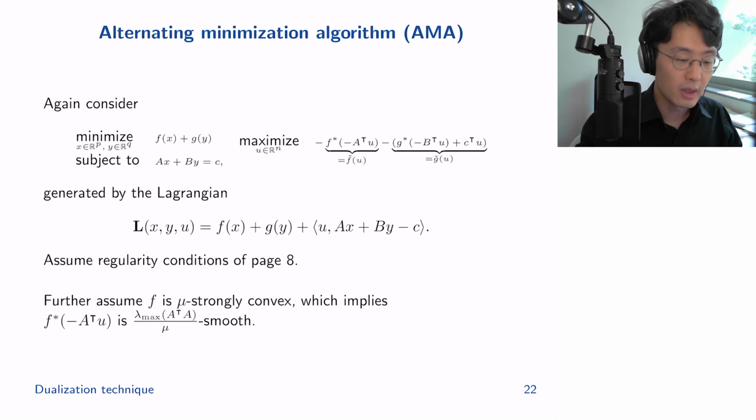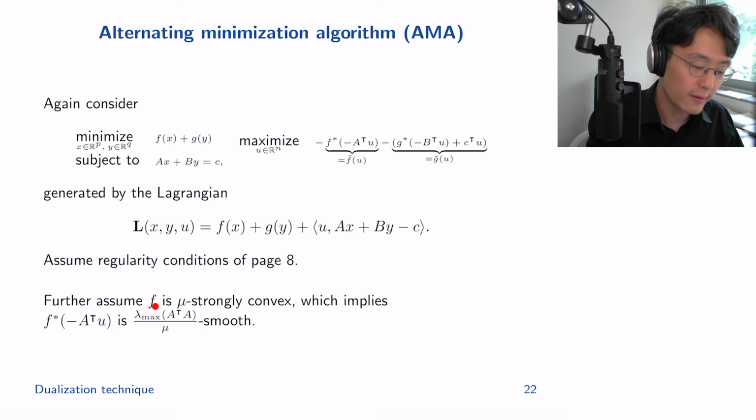The difference, though, is that in this case, we will assume that the function f is mu strongly convex, and this implies that the dual function f tilde is smooth, and it is smooth with this particular smoothness parameter.